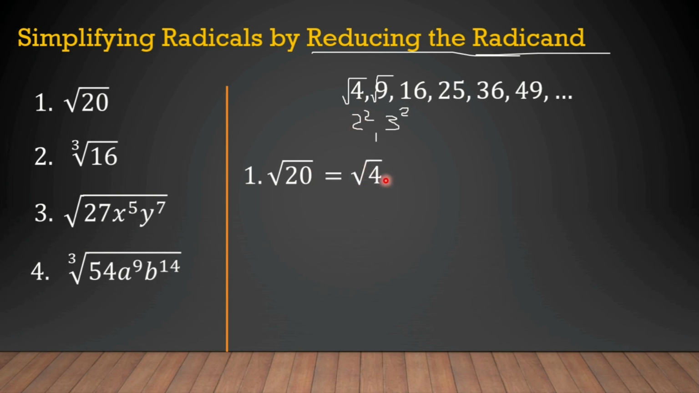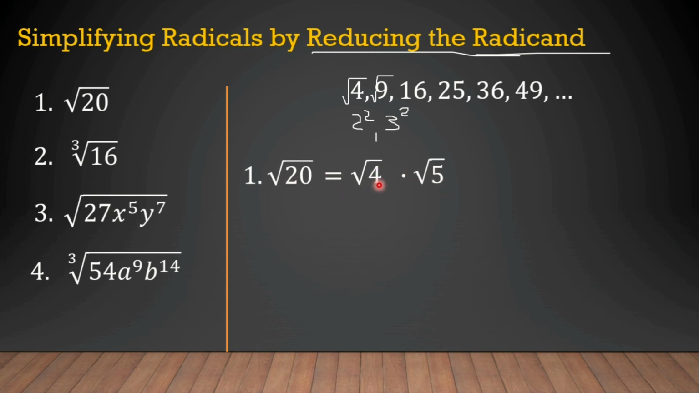Okay, so the square root of 4. Ano pa ang isa pang factor ni 20 na kapag i-multiply natin sa 4 ay 20 ang sagot? Okay, so tama, ito yung square root of 5. So, the square root of 4 times the square root of 5 is equals to the square root of 20.